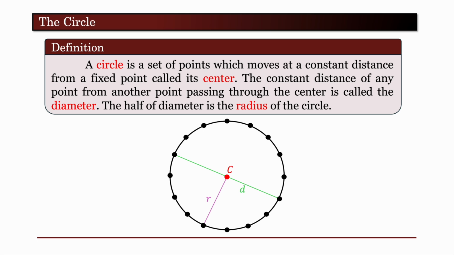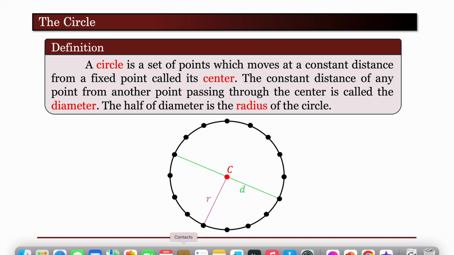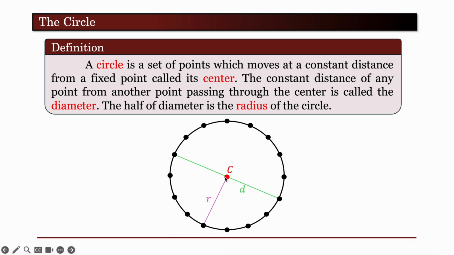Now, as you can see here in the illustration, the center is the point in the middle of the circle. Diameter is the longest line segment that we can draw within the circle. Take note and bear in mind that this diameter will pass through the center of the circle. And the half, of course, is what you call the radius.